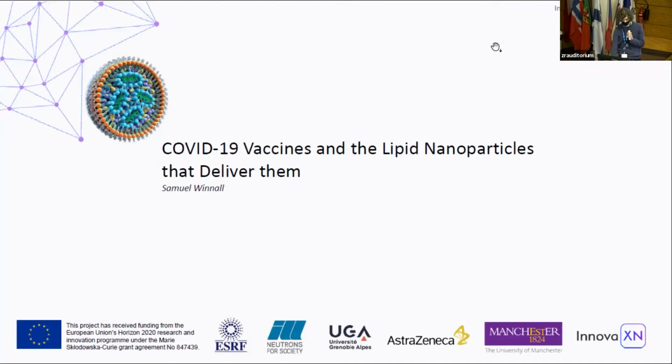So I'm Sam, and correct me if I'm wrong, but I think we've all heard of COVID-19. Today I'm going to be talking about the vaccines, in particular the Moderna and Pfizer vaccines, because these are the ones that carry genetic material, and also the lipid nanoparticles that actually deliver them, because we don't inject raw genetic material into our bloodstream. We need to make sure that they're safe and that they get to where they need to be.